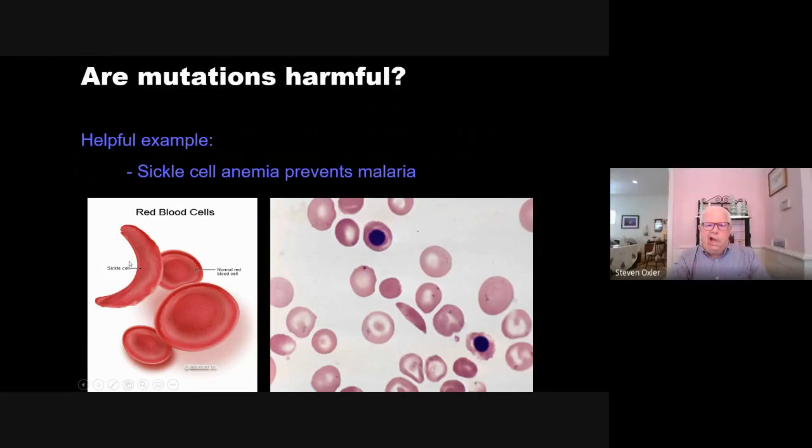This is a sickle cell. This is caused by the substitution of an amino acid in the polypeptide chain. Instead of having round disc-like cells, you have sickle cells. It's a horrible disease, but it can also prevent you from getting malaria because the malaria parasite can only live in round cells. It can't live in a sickle cell, okay? But sickle cell disease is a bad disease. You don't want that disease.